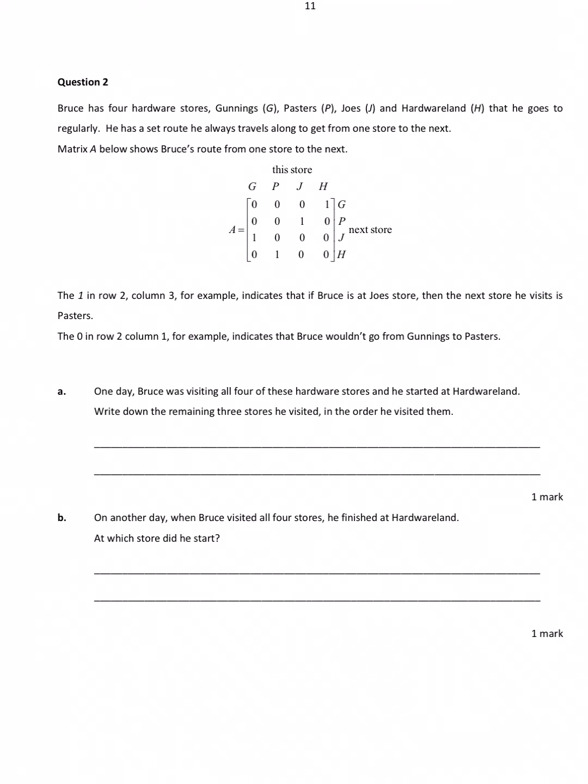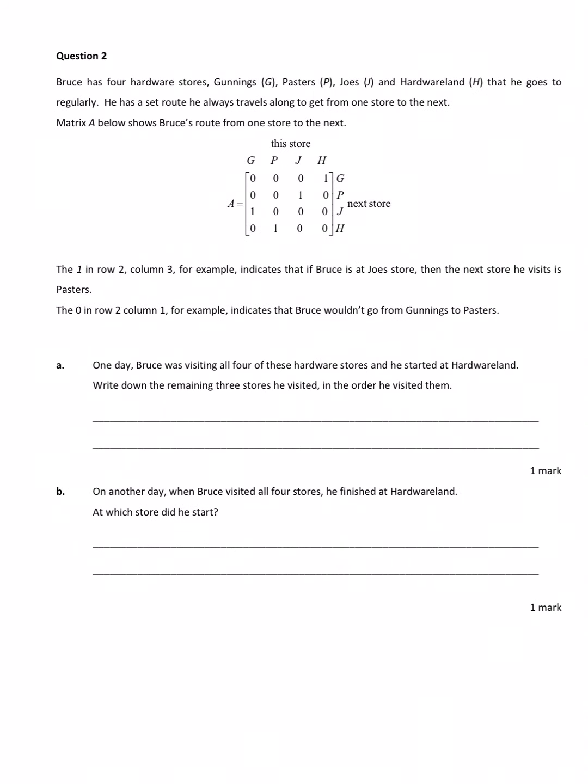All right, question 2. Bruce has 4 hardware stores: Gunnings, Pastors, Joe's, and Hardware Land, that he goes to regularly. He has a set route he always travels along to get from one store to the next. Matrix A shows Bruce's route from one store to the next. What that's saying, pretty much, is when there's a 1, that's telling us they're going from that store to the next store.